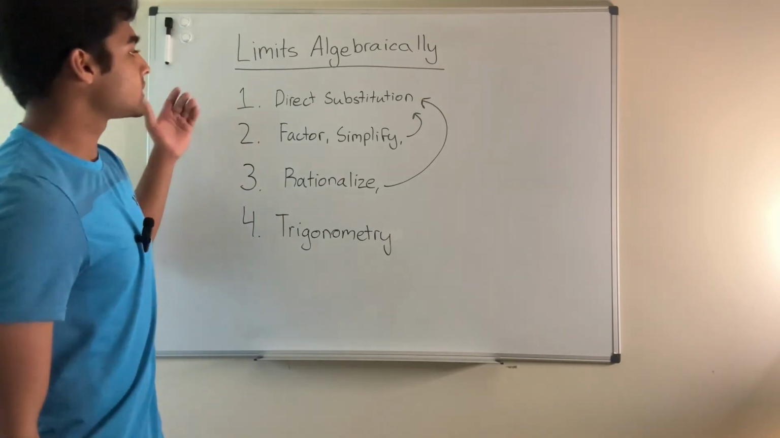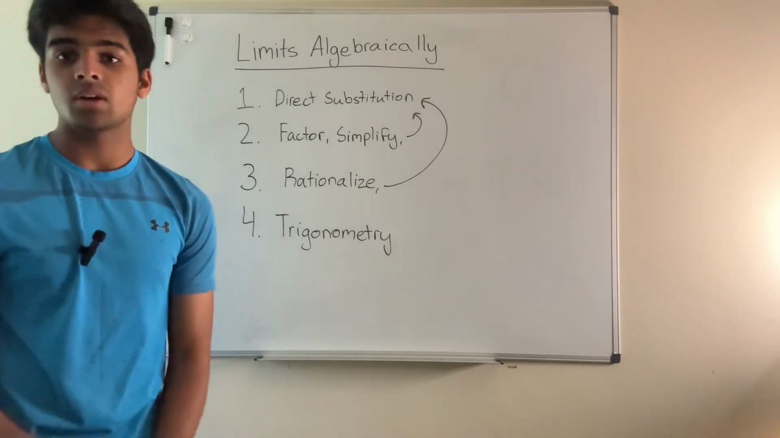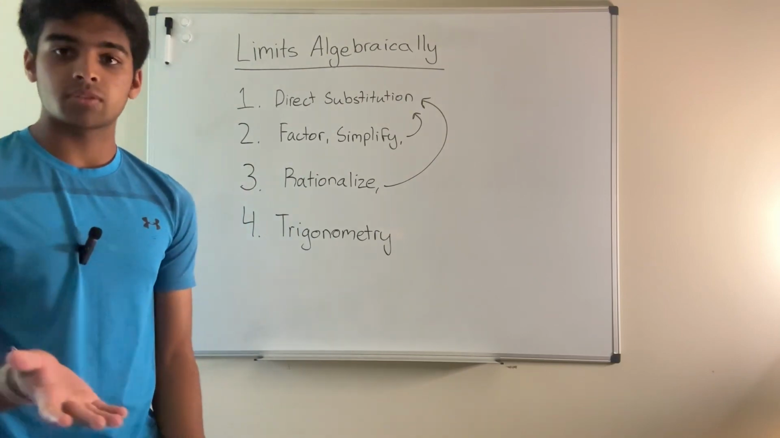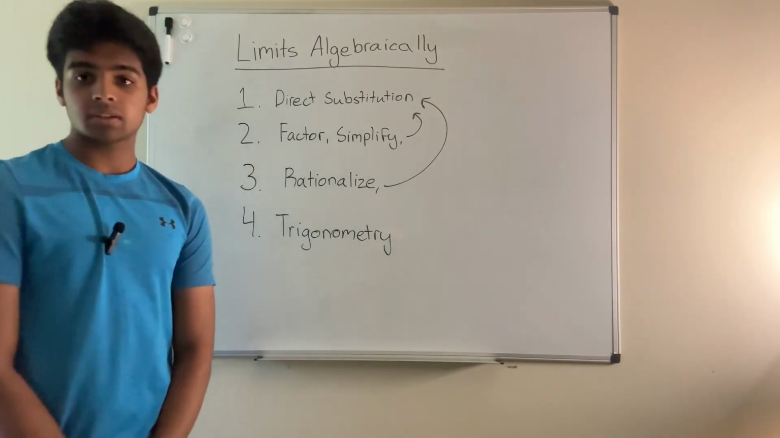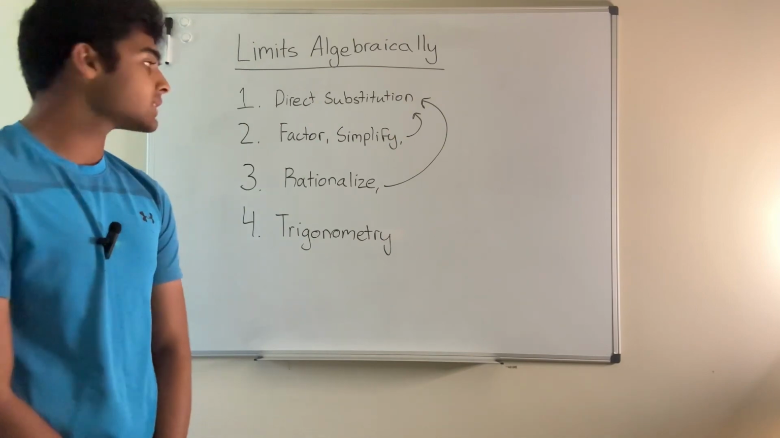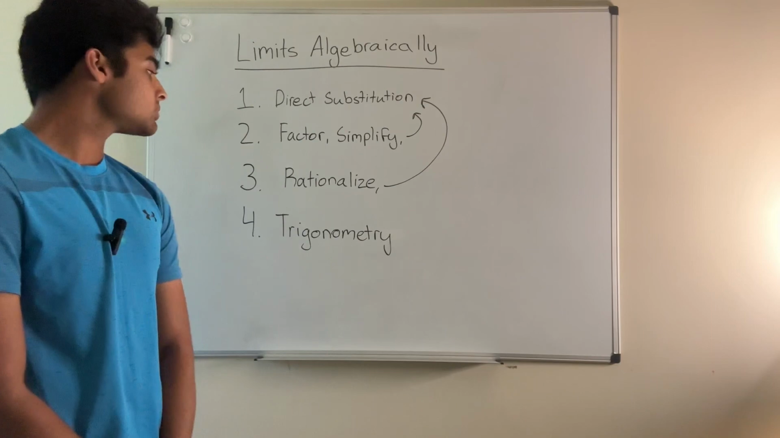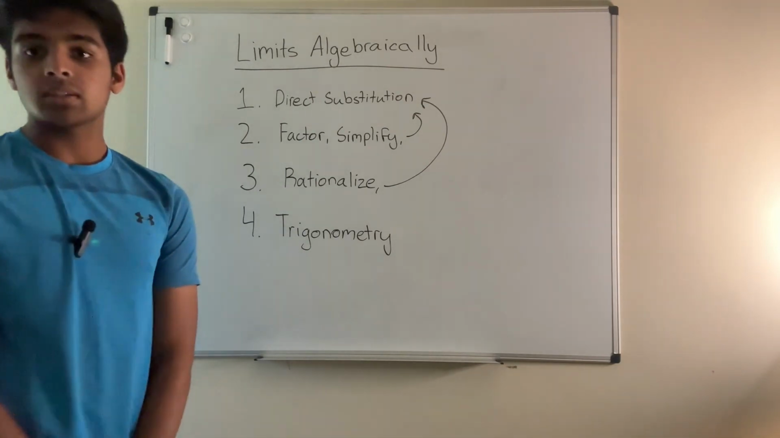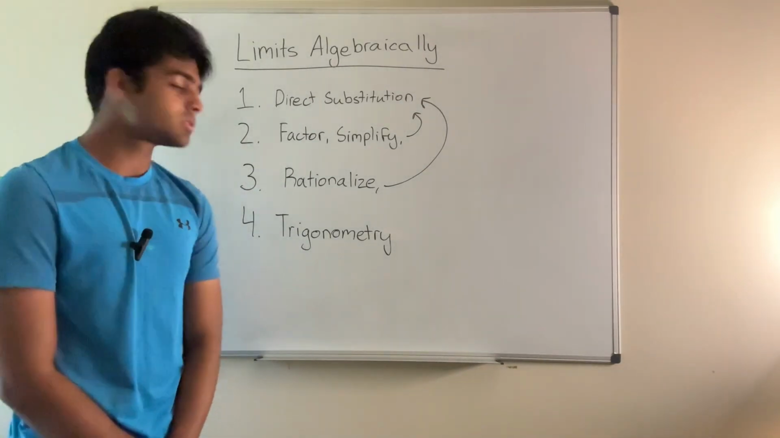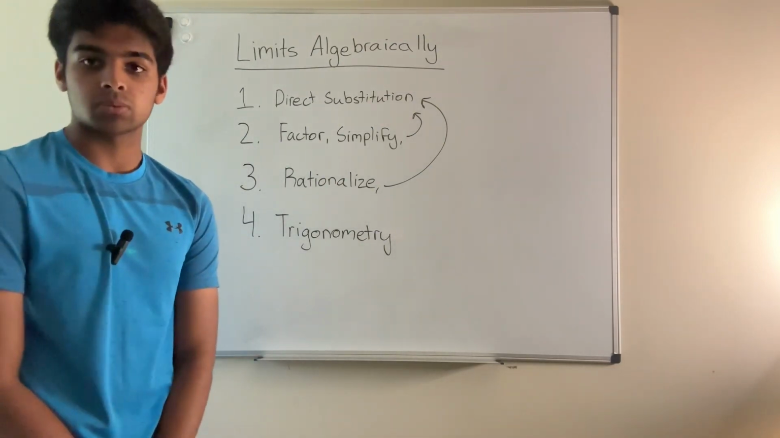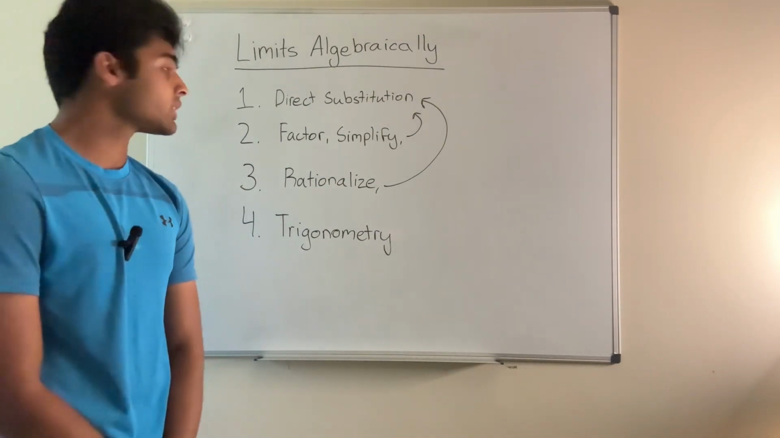The first case or step is just direct substitution, which is just plugging in the x value that x approaches into the function. The second step or case is to factor, simplify, and then direct substitute. And then the third case is to rationalize and then direct substitute. And the fourth case is using trigonometric identities or expressions. So let's look at each of these separately.